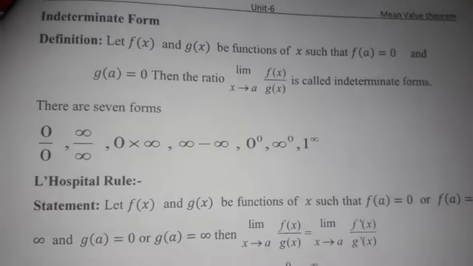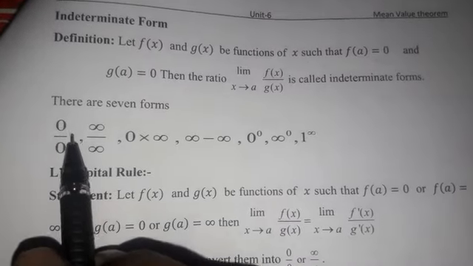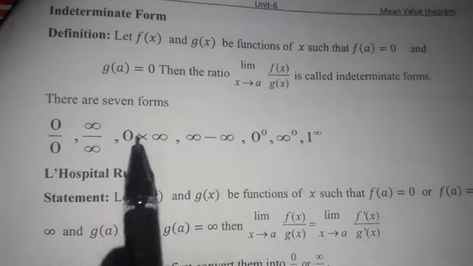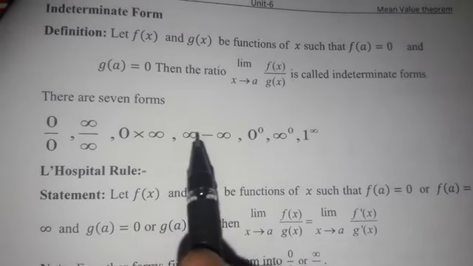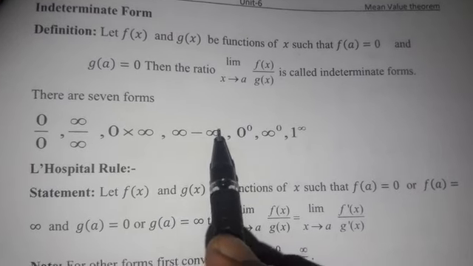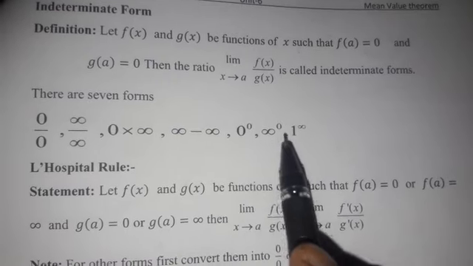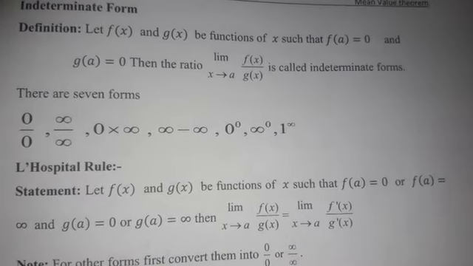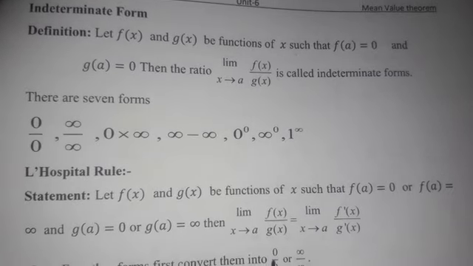So there are 7 such forms. The first one is 0 upon 0, then infinity upon infinity, 0 into infinity, infinity minus infinity, 0 raised to 0, infinity raised to 0, and 1 raised to infinity. So 7 such forms are there.